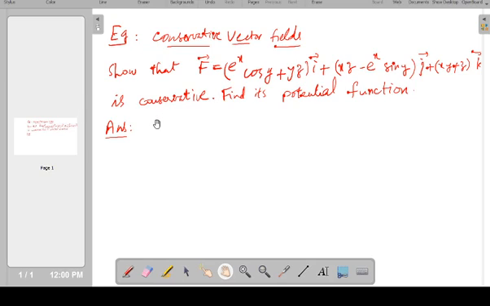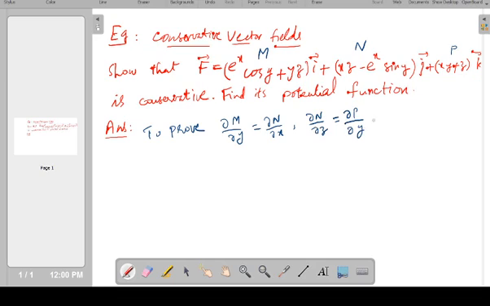Simple, there is a test. Call this M, call this N, and call this P. So this is your M, this is N, and this is P. To check conservativeness, we have to prove dou M by dou y equal to dou N by dou x, dou N by dou z equal to dou P by dou y, and dou P by dou x equal to dou M by dou z. So this is what is meant by conservativeness.